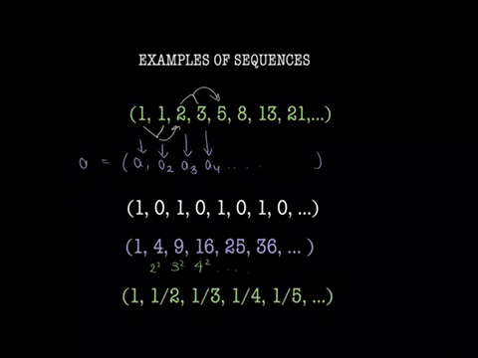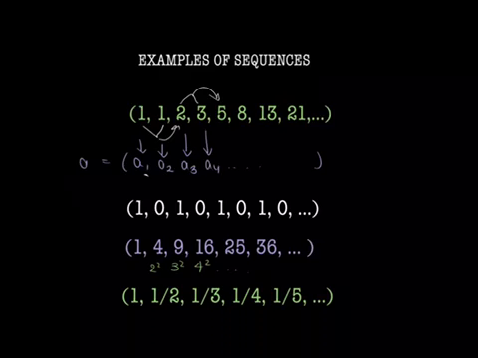Then we can look at this one as another example. This is 1. Then 1 divided by 2, 1 divided by 3, 1 divided by 4, 1 divided by 5, and so forth. So any generic term is simply 1 divided by n, where n is the index, just like we see here.